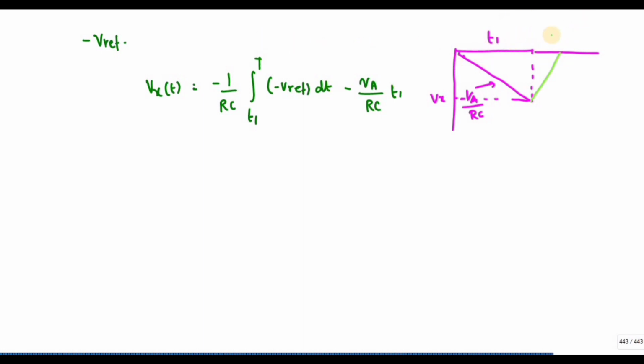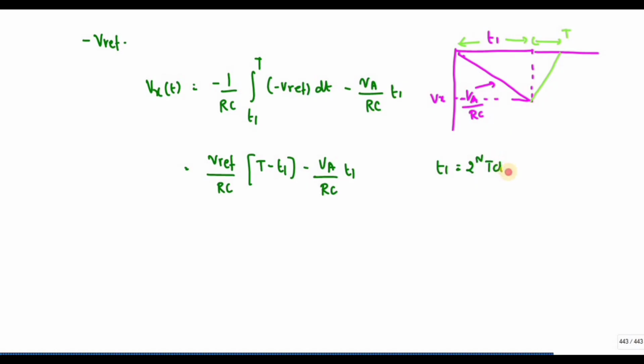And you can see now I am taking it as T1. So this time is nothing but your T1, and this value is nothing but T. Okay. So if I solve, if I take V reference common, I will get (T minus T1) minus VA divided by RC into T1. So we know that the T1 is nothing but 2 power n T clock, right?